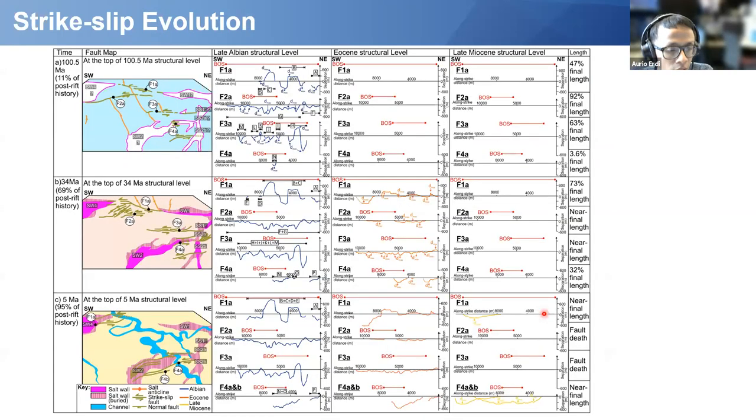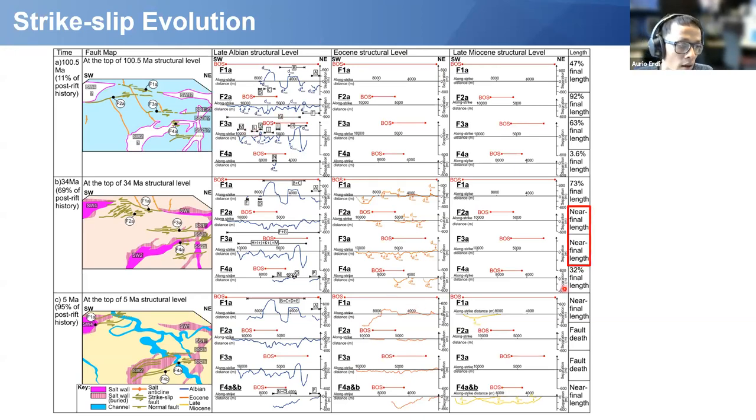And we conduct vertical throw backstripping to illustrate not only their growth vertically and laterally, but also capture similar results with previous analyses in throw distance or TX, throw depth or TZ, and isochron. I will not talk in much detail here about each time step. In general, we observe that they nucleated early in Albian.